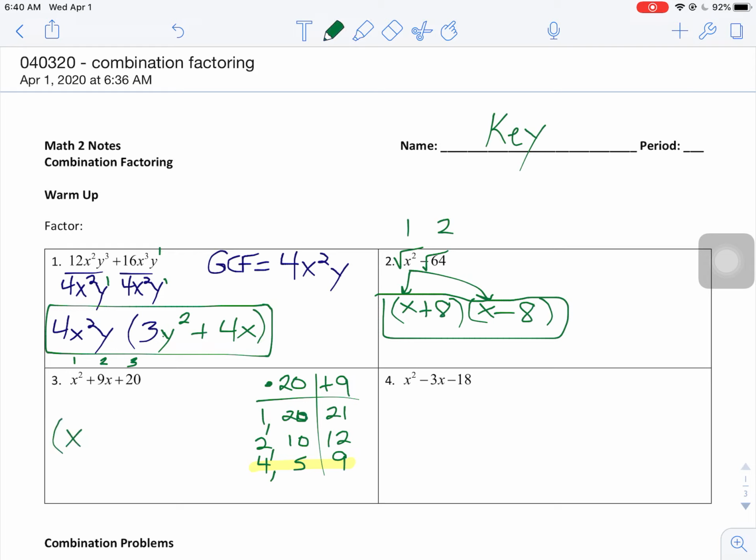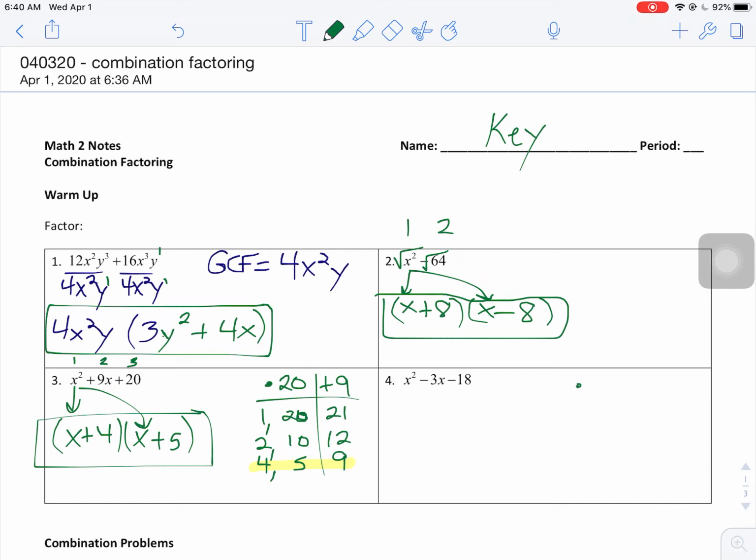There we go. I found the 2 numbers that multiply to 20 and add to 9. So I come over here and I write my answer. The x squared gets split into x and x, and then I use the 2 numbers that work. So 4 and 5. Number 4, is there a GCF other than 1? No. Is it the difference of 2 perfect squares, or is it a trinomial? Okay, it's a trinomial, that's 3 terms.